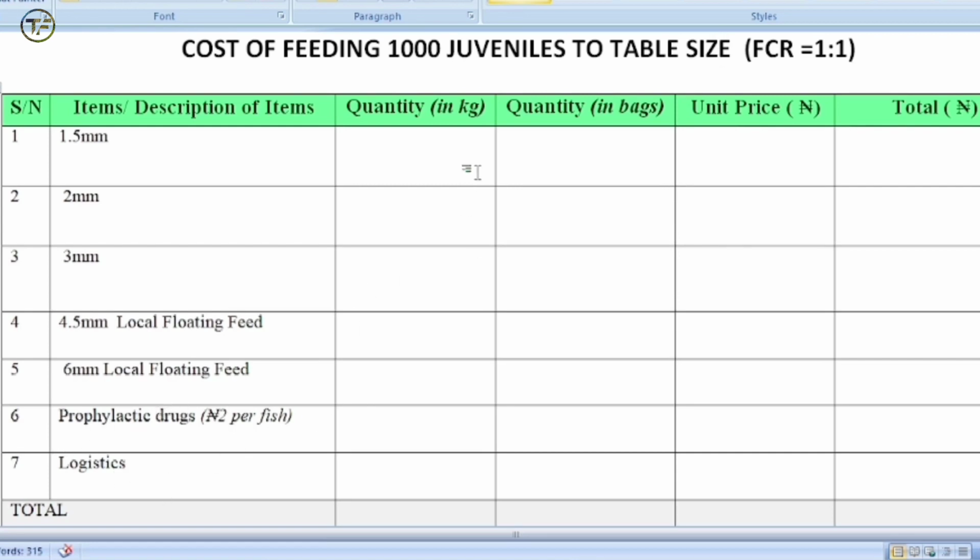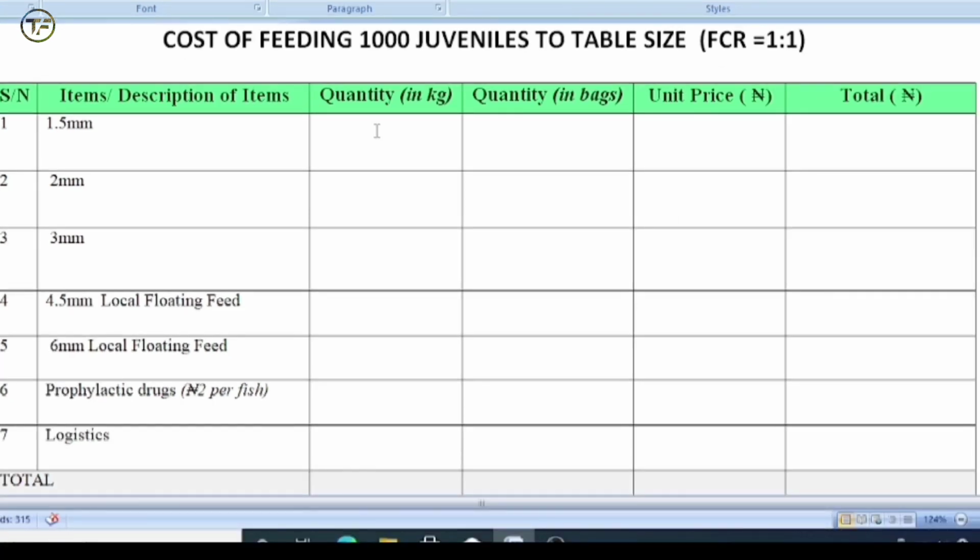So let's proceed. Assuming I stocked 1,000 juveniles, it is expected that I start with 1.5 mm to give them that boost so as to ensure they grow faster. Because when we use quality feed at the inception of the production cycle, it is very possible to achieve our aim of 1 kg weight at the end of the production cycle. So for starters, you're going to have to use 5 kg of 1.5 mm.